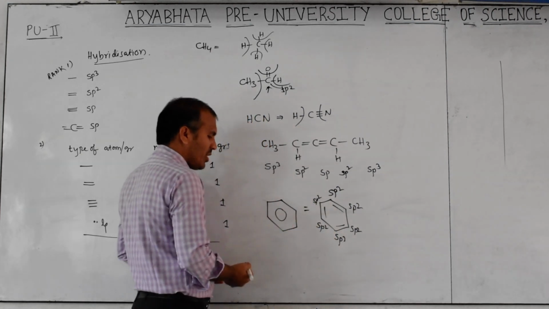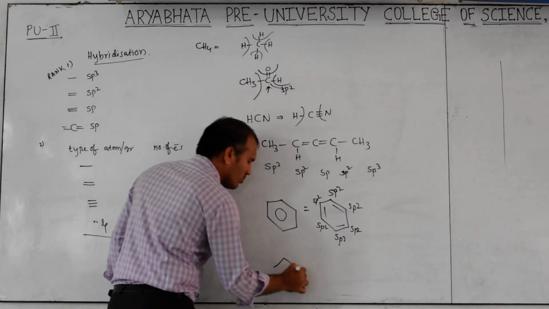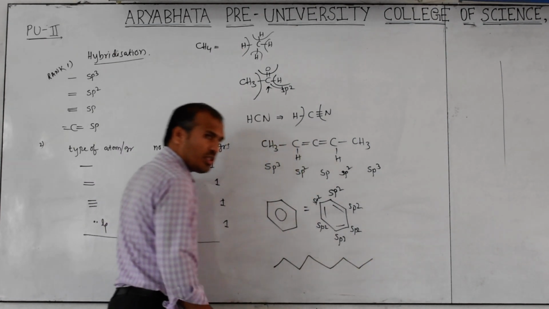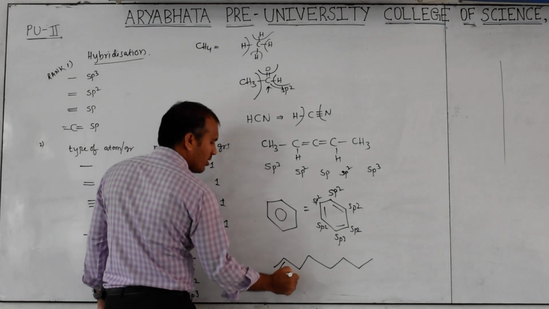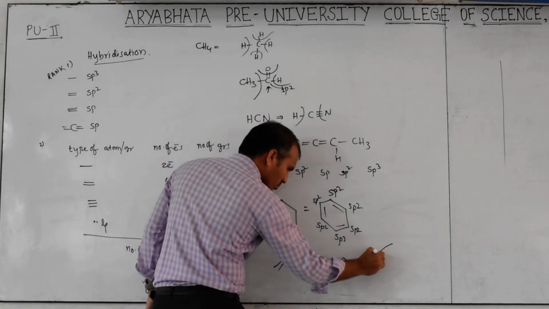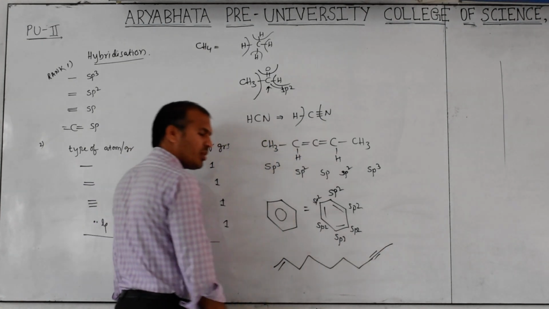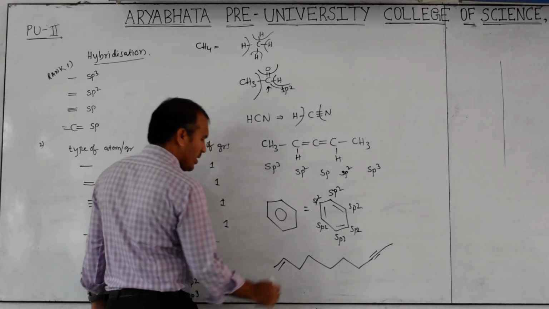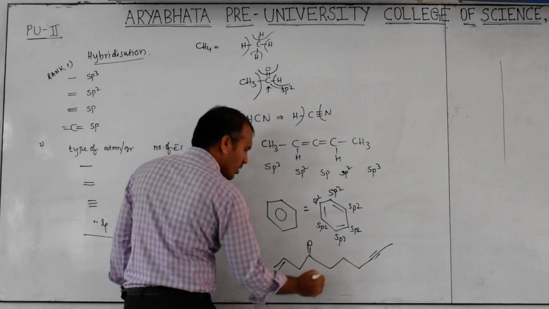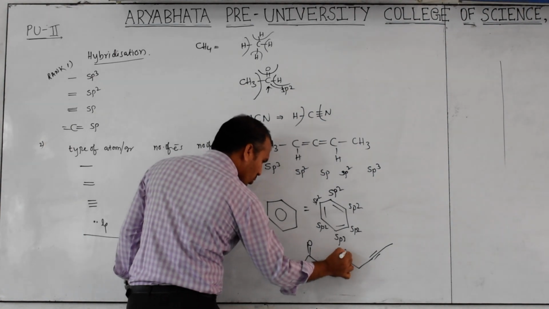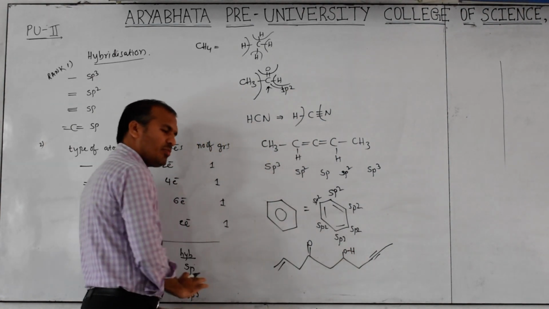Now go for the bond line notation. This is bond line notation. Here a double bond is there. Here a triple bond is there. Next, here a double bond O is there. Here OH is there. Like this, it may be given.